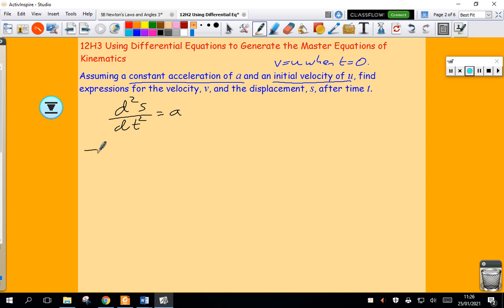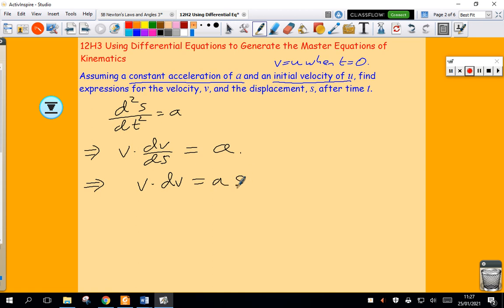Okay, and I'm going to use the substitution v dv/ds. So I'm using the v substitution together with the chain rule is equal to a. Okay, v dv/ds is equal to a. And v dv/ds, remember v is ds/dt. ds/dt times dv/ds would be dv/dt, and dv/dt is a. But we're using this substitution. So v dv/ds is equal to a. Separate by multiplying on both sides by ds.